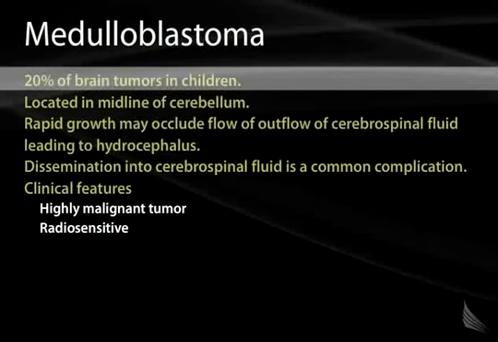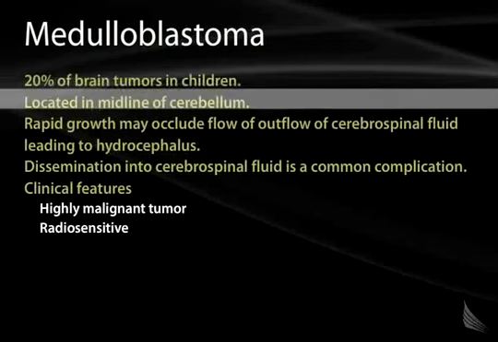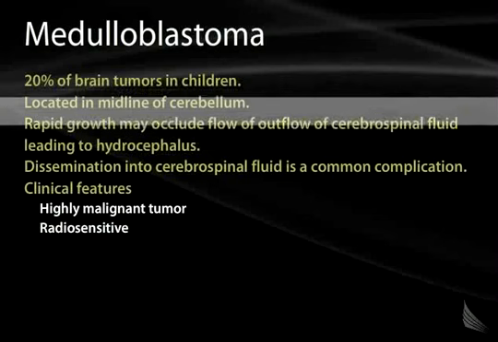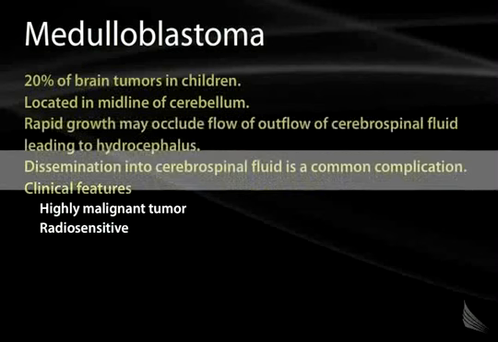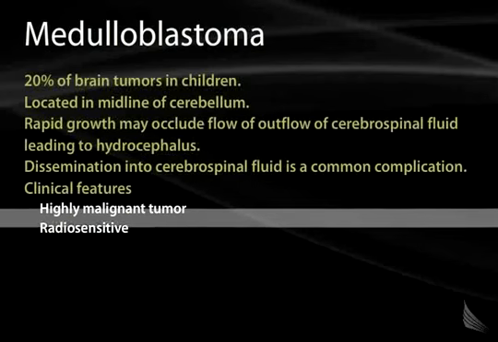Medulloblastoma makes up 20% of brain tumors in children. It is located in the midline of the cerebellum, and there is rapid growth which may obstruct the outflow of CSF, leading to, you guessed it, hydrocephalus. Dissemination of the tumor into the CSF is common and can lead to metastases, in a sense, in the spinal cord. It is highly malignant, but at least radiosensitive, and it can be treated to some extent.